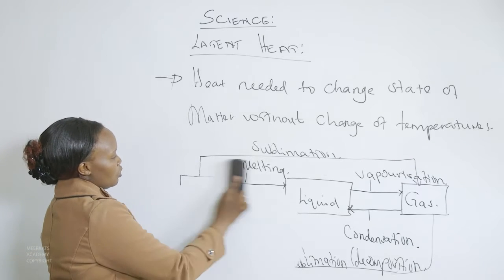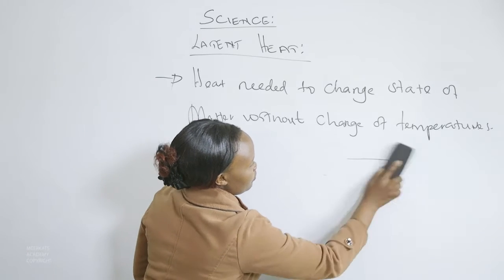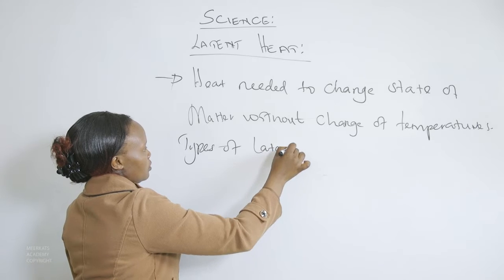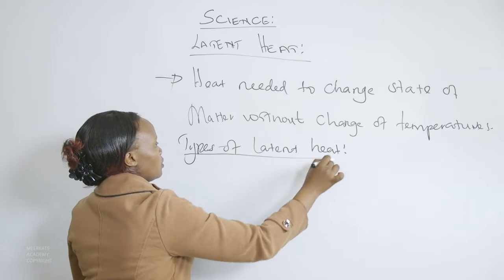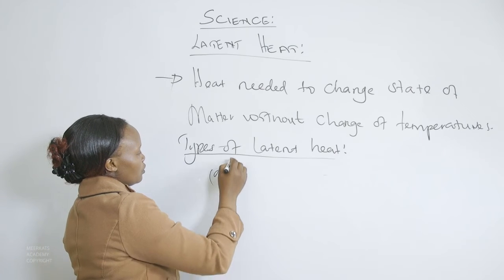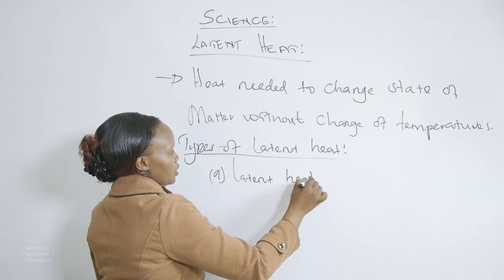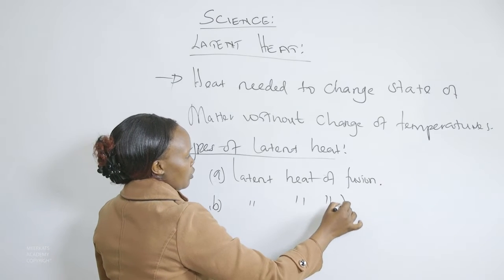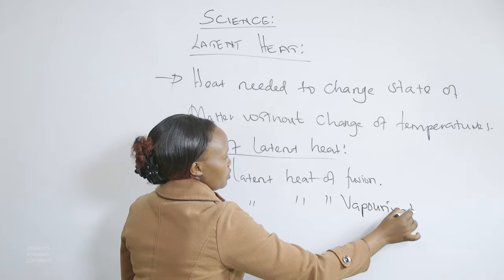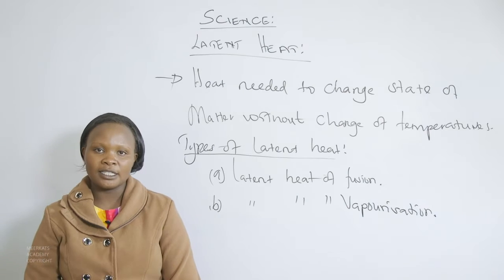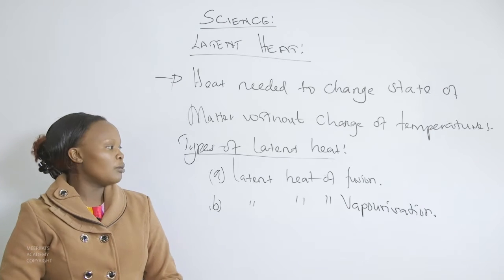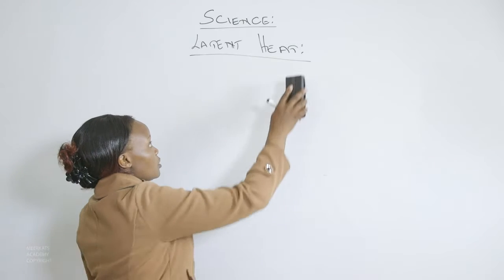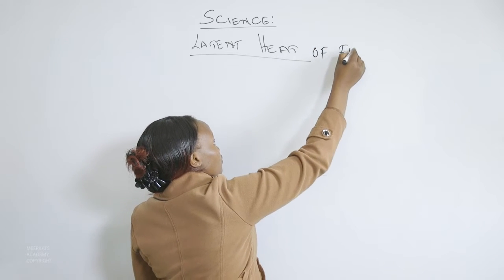Now, let us look at types of latent heat. Basically we have two: one we call latent heat of fusion, and the other is the latent heat of vaporization. I want us to expound on each of them, and we start with latent heat of fusion.